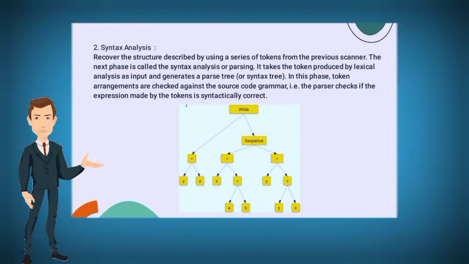Second, syntax analysis. It recovers the structure described by the series of tokens from the previous scanner. This next phase is called syntax analysis or parsing. It takes the tokens produced by lexical analysis as input and generates a parse tree or syntax tree. In this phase, token arrangements are checked against the source code grammar. That is, the parser checks if the expression made by the tokens is syntactically correct.